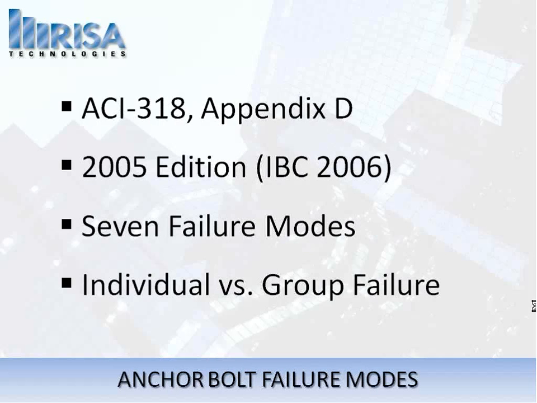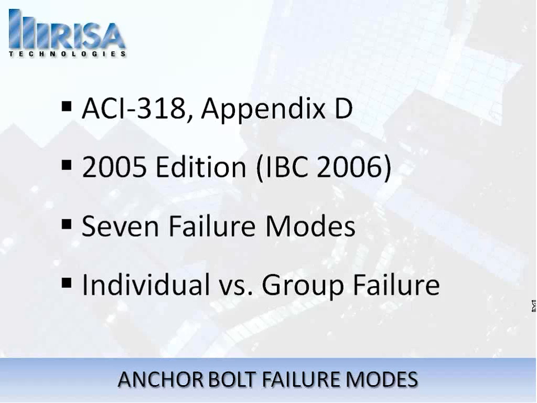So let's take a look at the anchor bolt failure modes. As of the IBC, we now have the ACI 318 Appendix D referenced for all anchor bolt pullout checks. In this case, we're using the 2005 edition, and that is referenced per the IBC 2006. In Appendix D, you have 7 failure modes, and you also have to take a look at individual versus group failure of anchors.